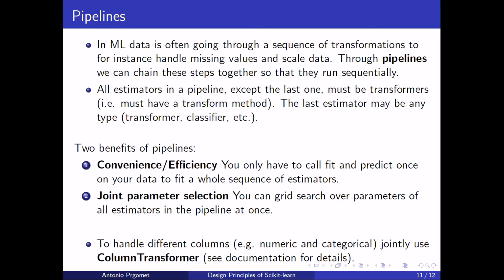1. Convenience and efficiency. You only have to call fit and predict once on your data to fit a whole sequence of estimators. 2. Joint parameter selection. You can grid search over parameters of all estimators in the pipeline at once. If you want to handle different columns such as numeric and categorical jointly, then you should use the function ColumnTransformer, and I strongly recommend you to read the documentation for details.